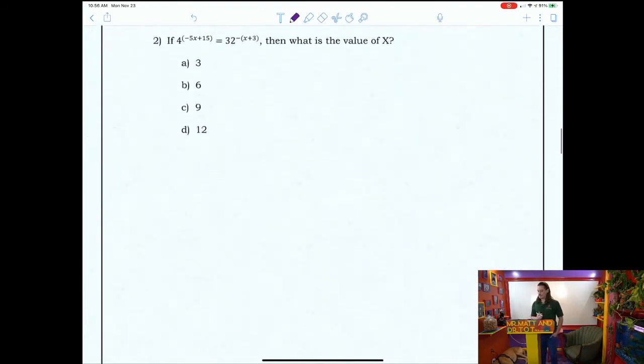Number 2 asks, if 4 raised to the negative 5x plus 15 power is equal to 32 raised to the negative 1 times the quantity x plus 3 power, then what is the value of x? So pause the video and try that problem.